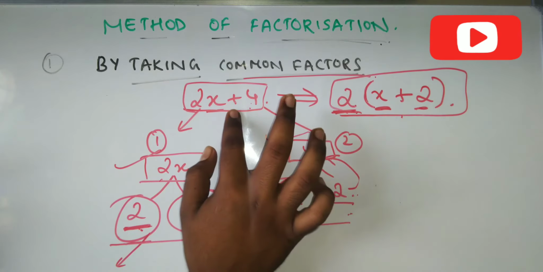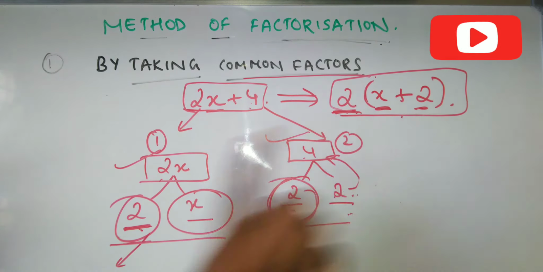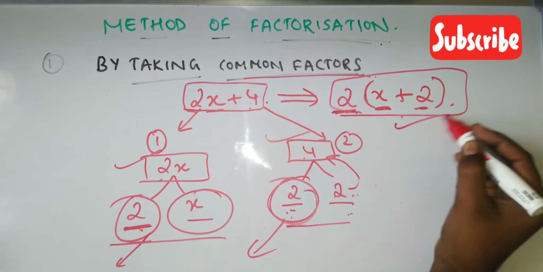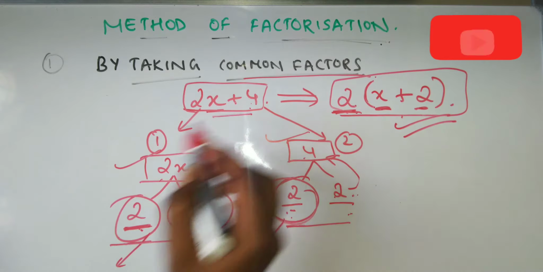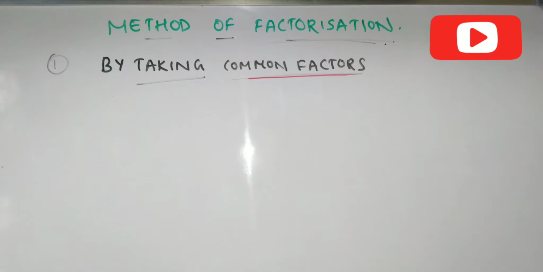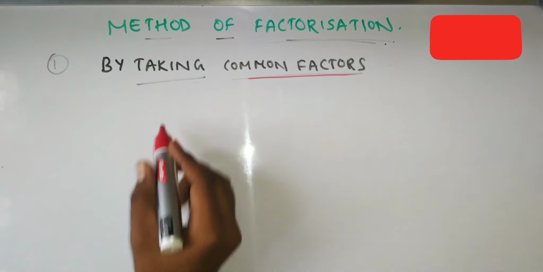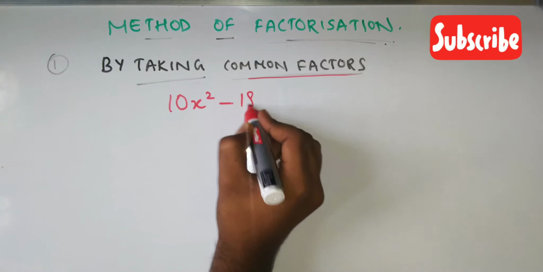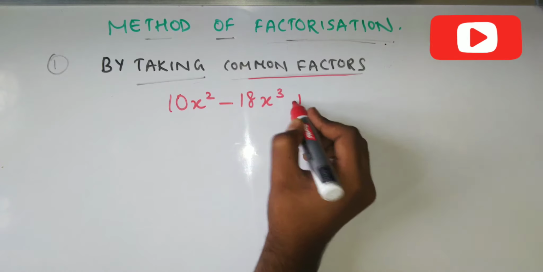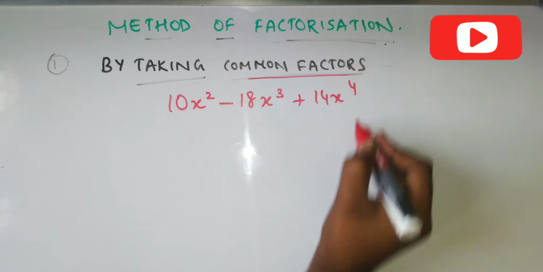Why plus? Because here plus is there. Okay, remember that. So this is the answer, or we can say this is the factorized form of this algebraic expression. So we'll be taking one more example. If I take 10x square minus 18x cube plus 14x power 4.